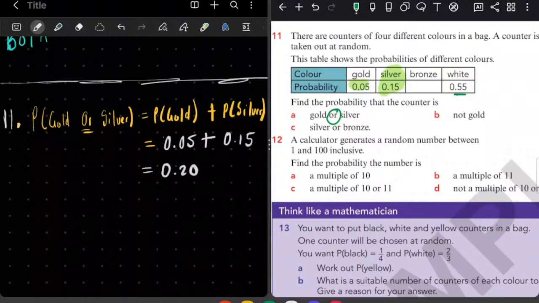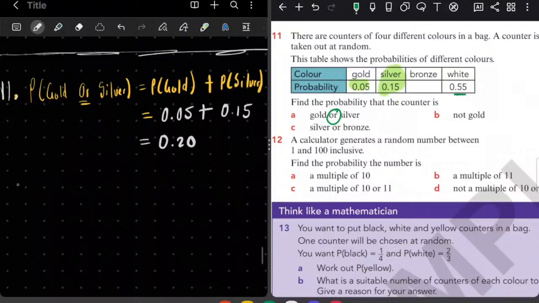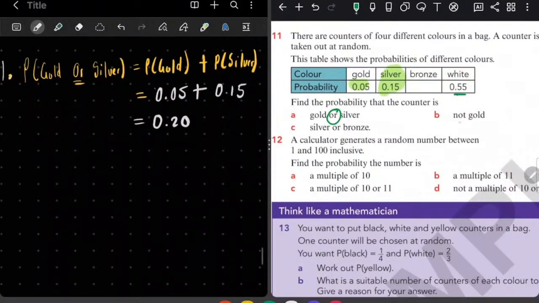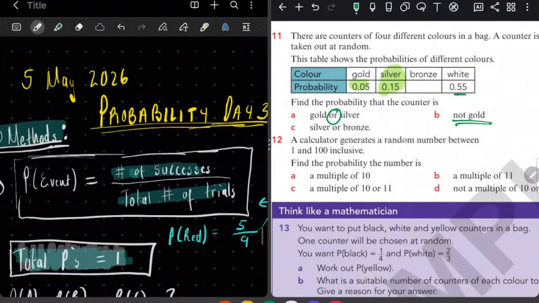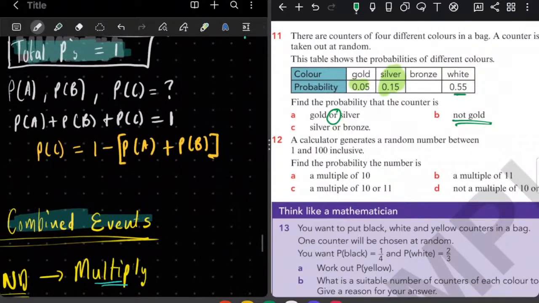Now let's do the second one. They said part B. They want part B. For part B, they want probability of not gold. So before we can do it, we need to fill in the table, right? Before we can do not gold, what is the probability of bronze? How do we get the probability of bronze? 80. Do we use the first thing to get probability of bronze? We use the second one, which said probabilities add to give you 1.